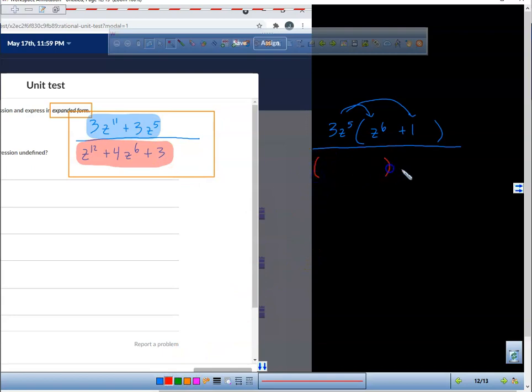Now this bottom one is actually a lot easier. Does anybody know two numbers that add up to 4 and multiply together to equal 3? That's right, 3 and 1. So this factors to z to the power of 6 plus 3 and z to the power of 6 plus 1.